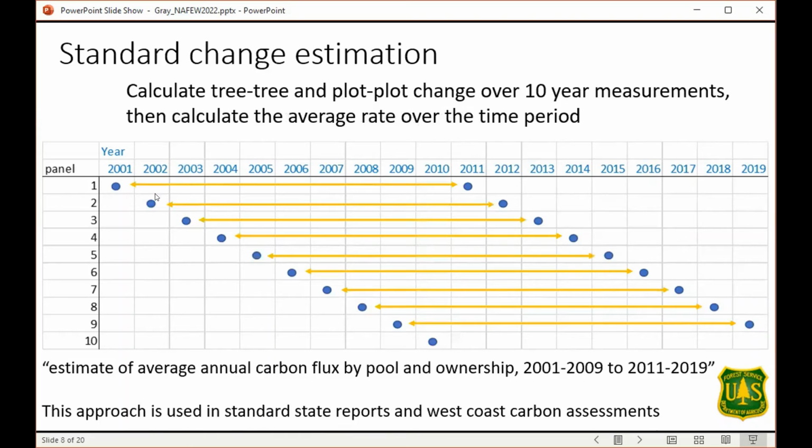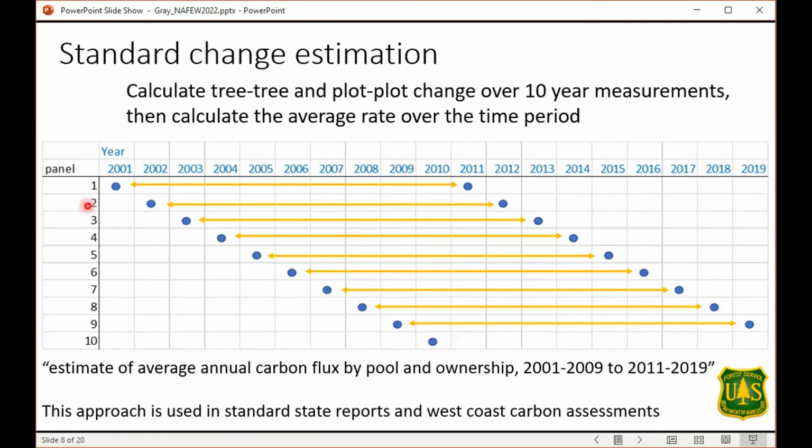So in our standard compilation, what that means is that we're measuring the difference or the change on a plot that was measured in 2001 and 2011, and we're doing the same for the other panels as well. You could use just one panel to estimate the change for the whole state, but the variance would be quite high, and your ability to drill into species and landowner types would be very low.